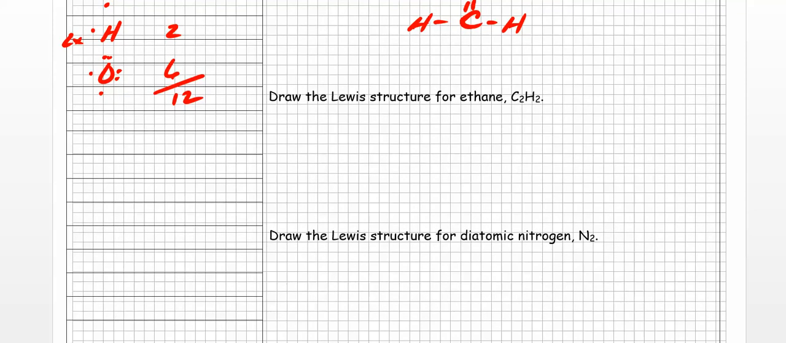Draw the Lewis structure for, folks, this is a typo, my fault. It should be, watch this, ethyne with a Y, just like that.